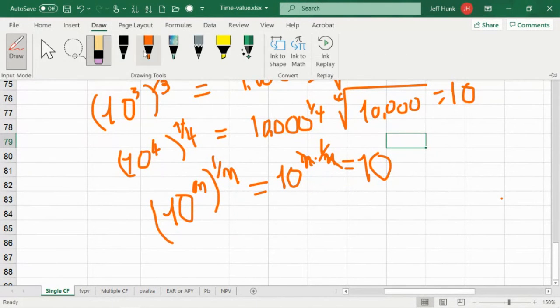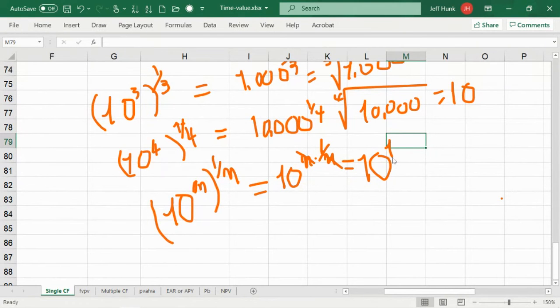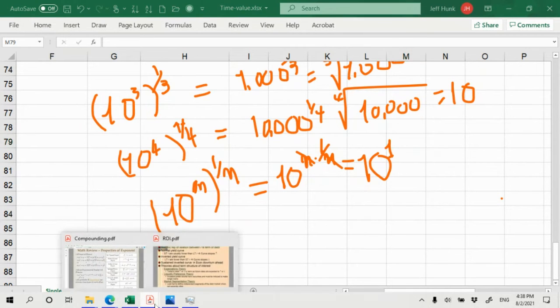Okay, so what do you see here? What can you see here? These are one of the rules. These are one of the rules of the exponent.